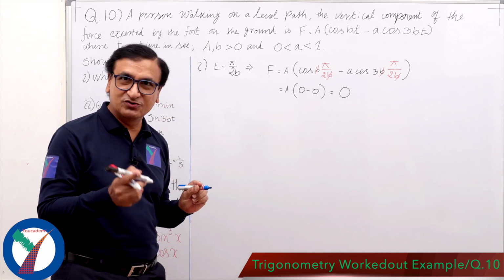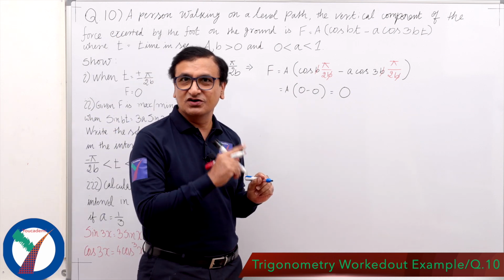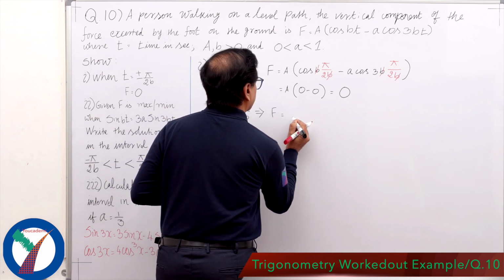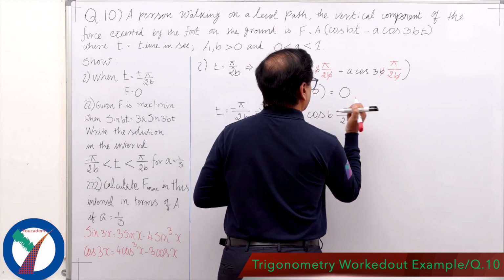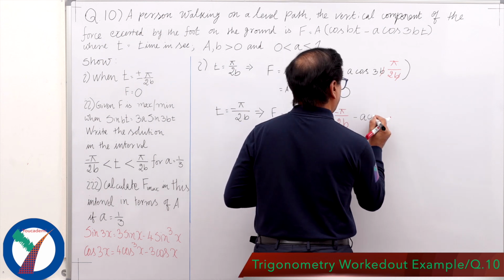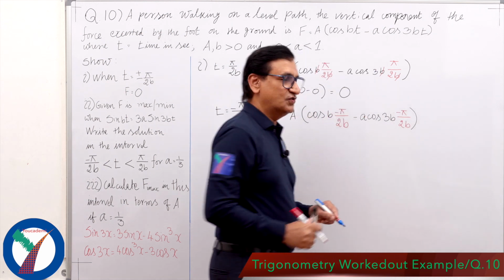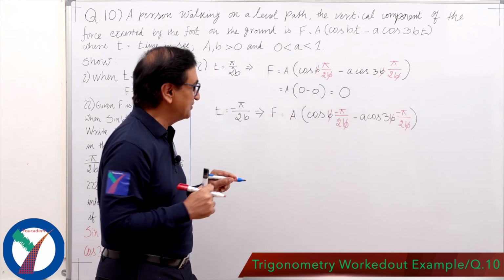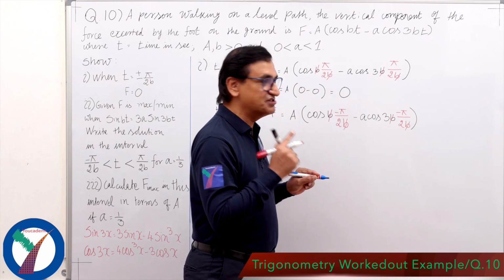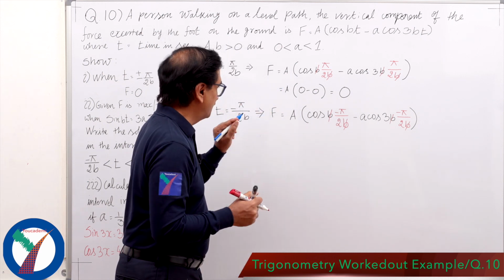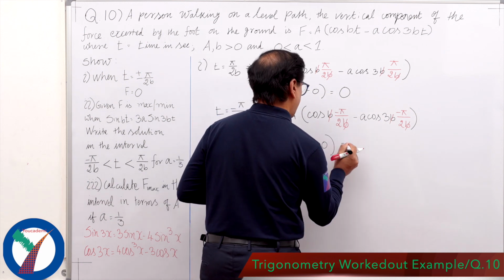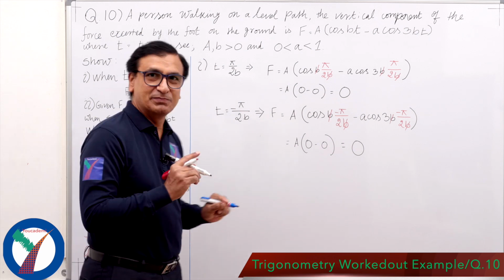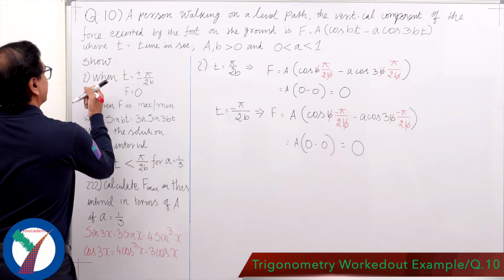When t equals minus pi by 2b, the situation is the same because cos of minus x is cos x. So like before, b gets cancelled. You have cos of minus pi by 2 and cos of minus 3 pi by 2. Both are zeros, so therefore F equals 0. Therefore we have proved that F equals 0 when t equals plus or minus pi by 2b. So question number 1 is done.